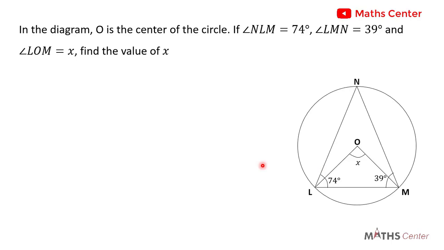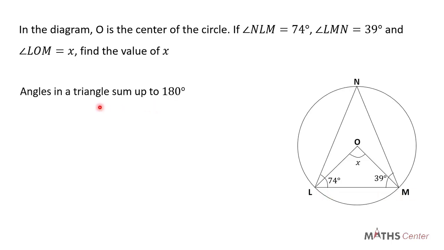Let's begin by considering the triangle NLM. We know that the sum of the interior angles of a triangle is 180 degrees. If we consider the triangle NLM, we have the angle formed at point L to be 74 degrees, and we have the angle formed at point M to be 39 degrees.